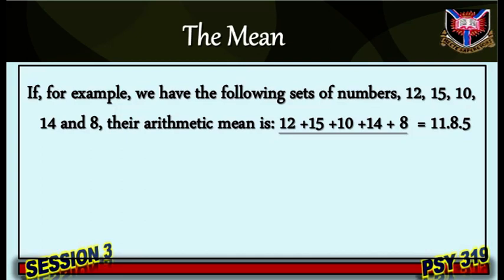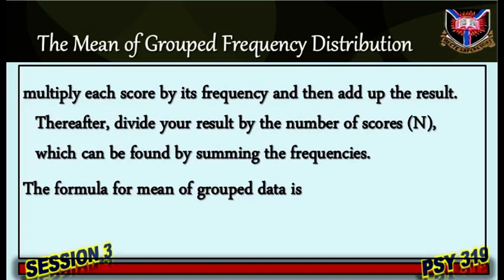While the arithmetic mean is used for ungrouped data, there is a particular formula by which to calculate the mean for a set of grouped data. The mean of grouped frequency distribution. In determining the mean of a frequency distribution for grouped data, simply multiply each score by its frequency and then add up the result. Thereafter, divide your result by the number of scores n, which can be found by summing the frequencies.